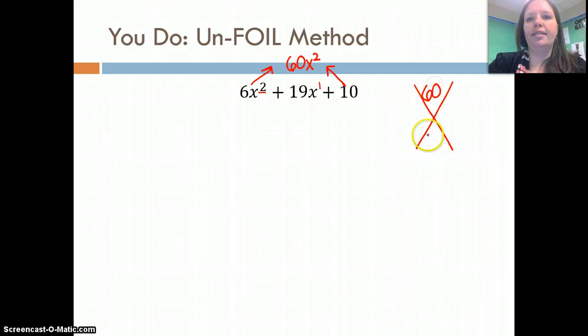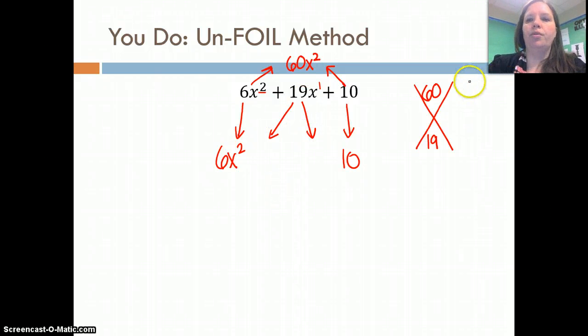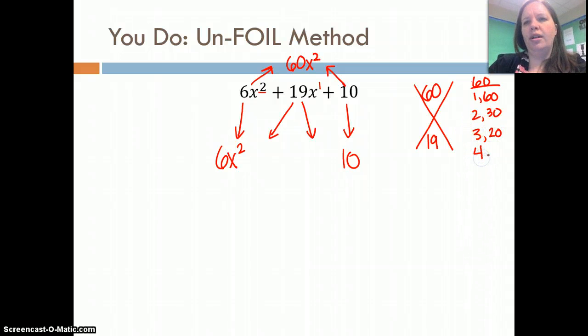So we're multiplying to get 60 and adding to be 19. So 6x squared is going to come along, 10 is going to come along, and we want to figure out what 19x becomes. So factors of 60: 1 and 60, 2 and 30, 3 and 20, 4 and 15, and I could keep going, 5 and 12, but once you find the right pair, I would go ahead and stop. Positive 4 times positive 15 is going to be 60, and also adds to be 19.